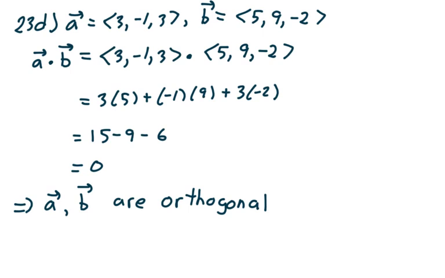And so that's 3 times 5 plus negative 1 times 9 plus 3 times negative 2. And when I perform my calculation, I end up with 0. And so that tells me a and b must be orthogonal.